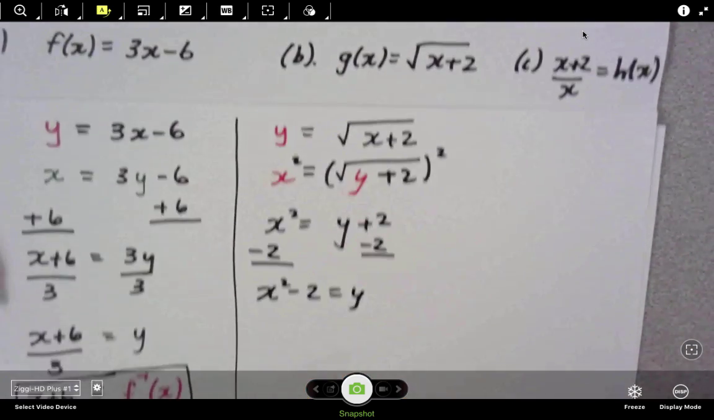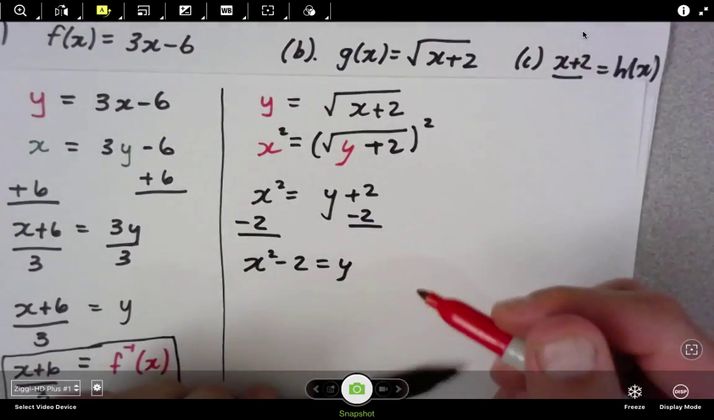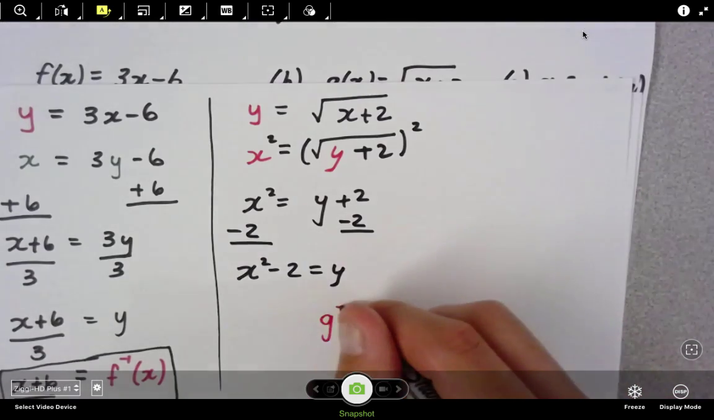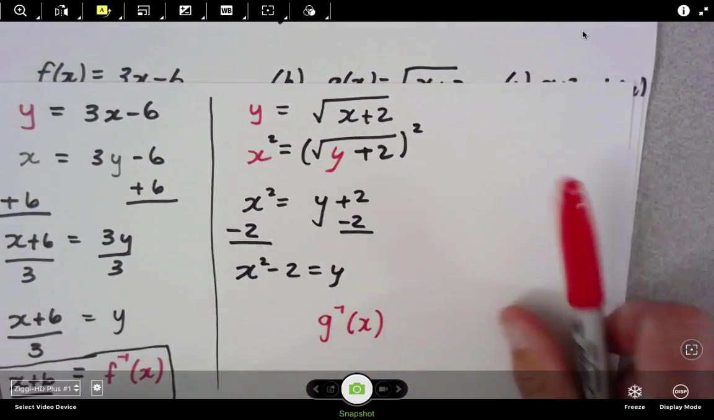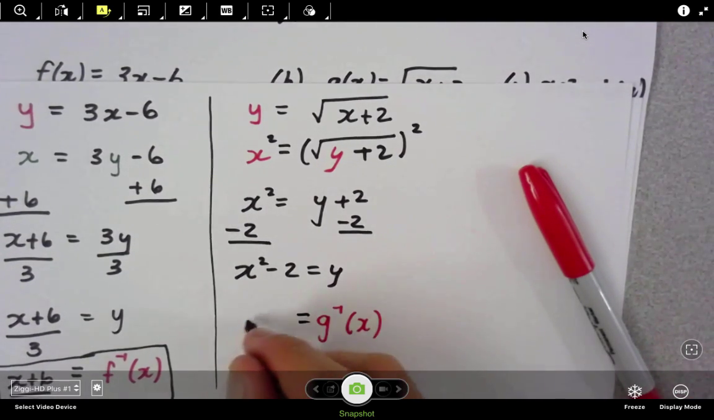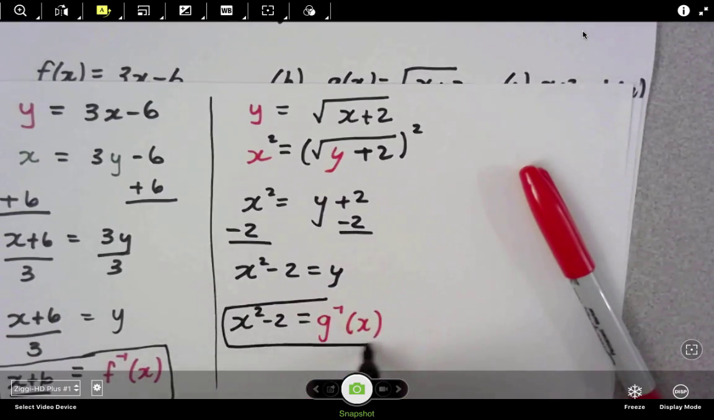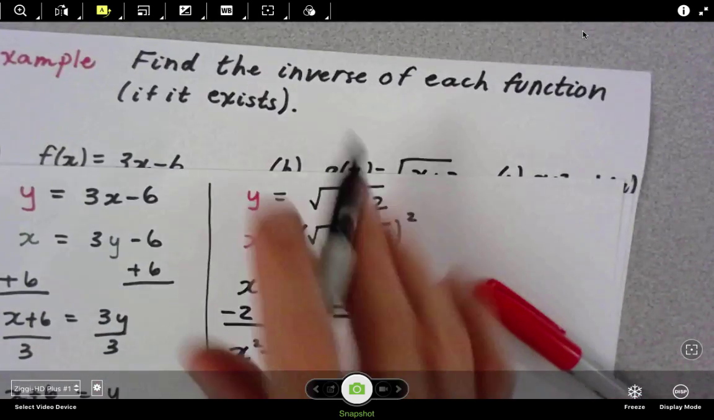And I've got y by itself, and now we switch out the y with, in this case our function was g of x, so it's g inverse of x. You do not want to put the wrong name down, so then we have x squared minus 2. So that is the inverse of g of x.